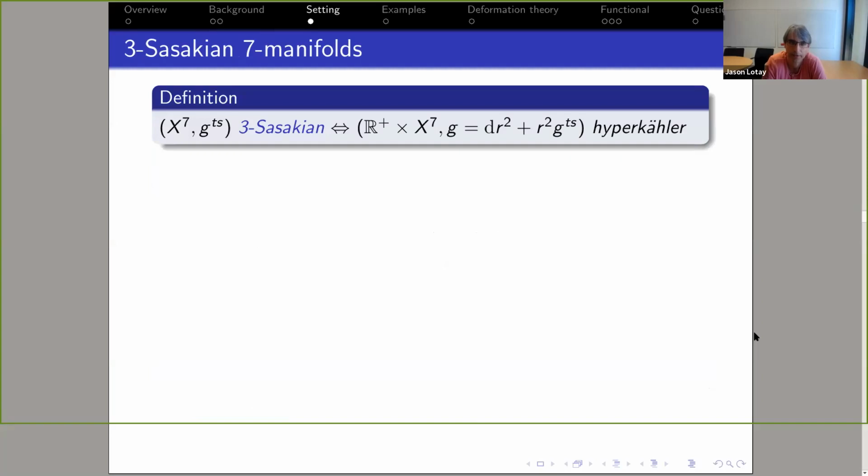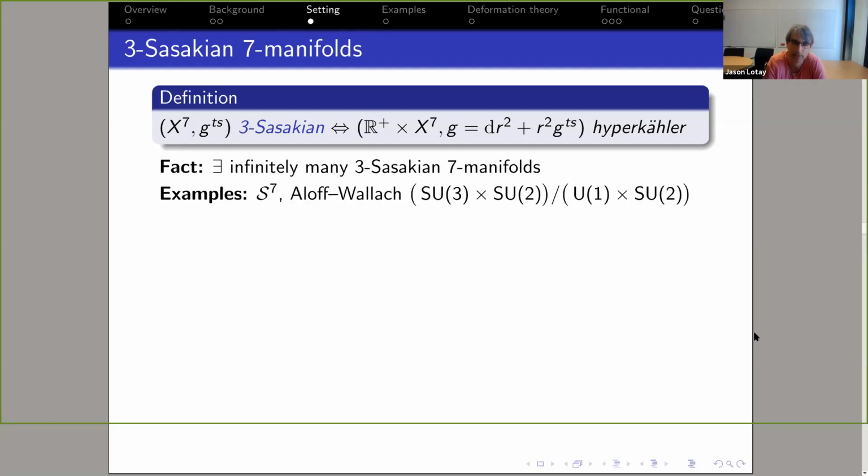So a nice fact about these guys is that there's infinitely many of them. So that gives us lots of places to look for examples of DG2 instantons. And two examples to keep in mind: the 7-sphere, just the standard round 7-sphere, is an example. And a less trivial example is the Aloff-Wallach space, which is another example of such a thing.